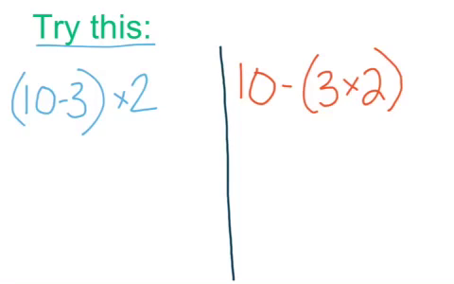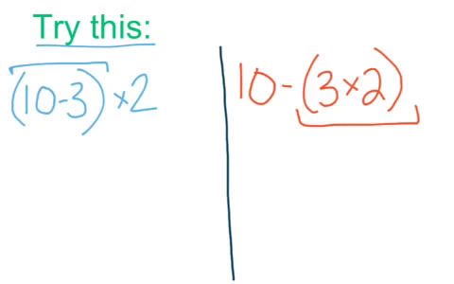You're going to do 10 minus 3 times 2, and the 10 and the 3 are in the parentheses, so you're going to do those first. And then you're going to do 10 minus 3 times 2 again, but the parentheses are around the 3 and the 2. So remember, you do the parentheses first, and let's see how that gets us a different answer. So go ahead and pause the video and try this on your own.